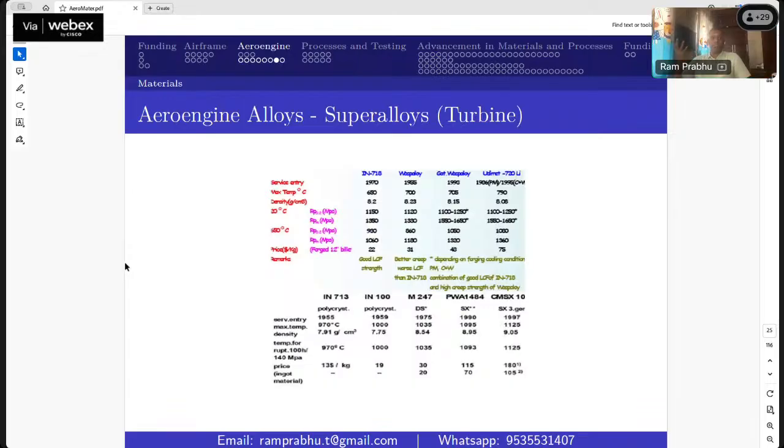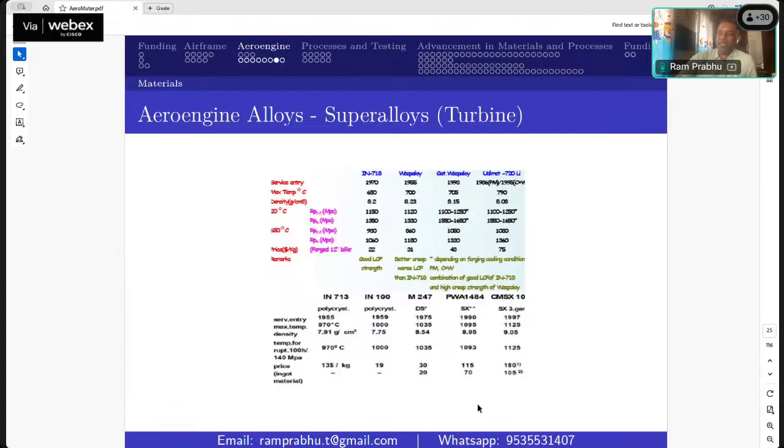If I want very high temperature, then you have to go for the cobalt-based superalloy or the nickel-based superalloy, Nimonic series, where the iron is not present. In turbines where the very high temperature is on the order of 1000, 1100, people go for directionally solidified superalloys like MAR M247, which I have mentioned here.